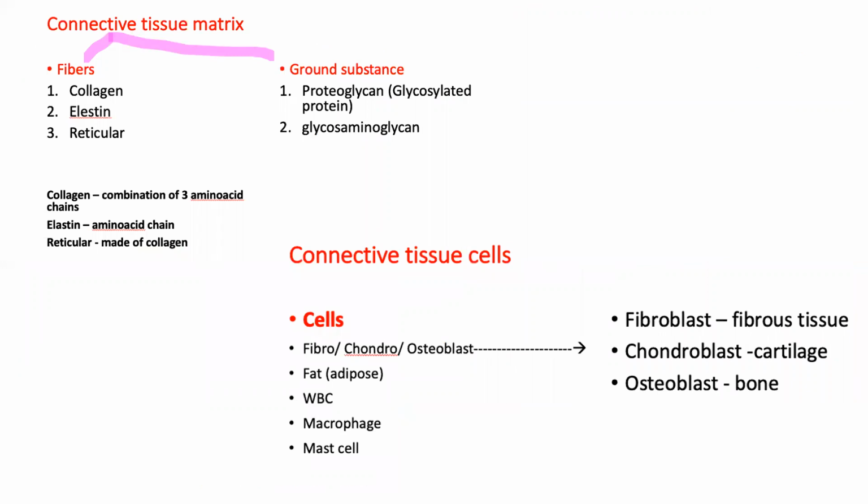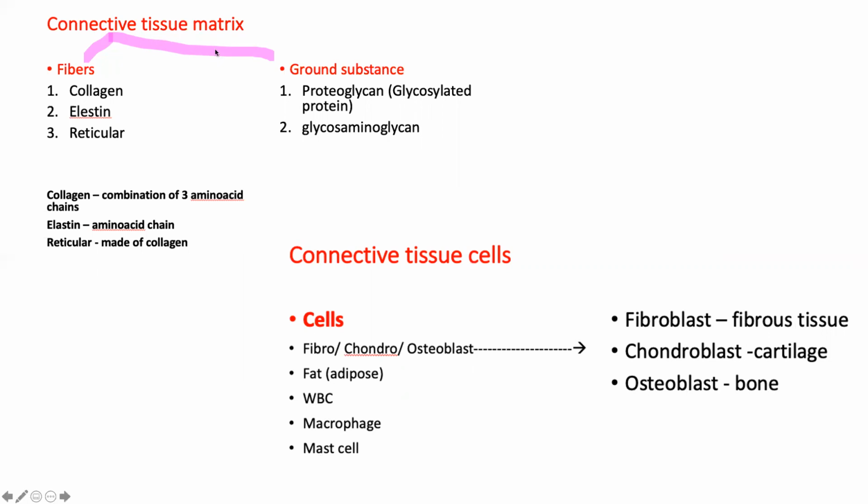So we said connective tissue is made of cell and matrix. Let's talk about the cells here. Cells could be either fibroblasts, chondroblasts, or elastoblasts, or might be a mixture. Fibro means fibrous tissue, blast means cell. Fibroblast will form fibrous tissue in the matrix. Chondroblast will form cartilage tissue, and osteoblast will form bone tissue. Of course, there are a few other cells like fat cells, white blood cells, macrophages, and mast cells. So that is the cellular portion of the connective tissue.